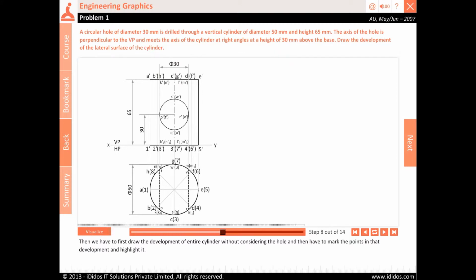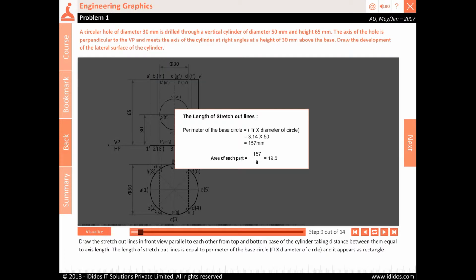Then we have to first draw the development of entire cylinder without considering the hole and then have to mark the points in that development and highlight it. Draw the stretch out lines in front view parallel to each other from top and bottom base of the cylinder, taking distance between them equal to axis length. The length of stretch out lines is equal to perimeter of the base circle, pi into diameter of circle, and it appears as rectangle.